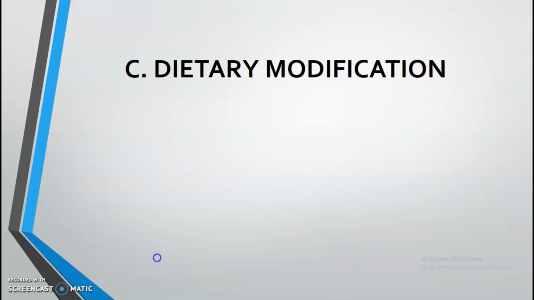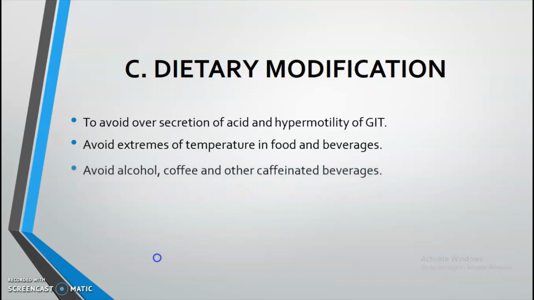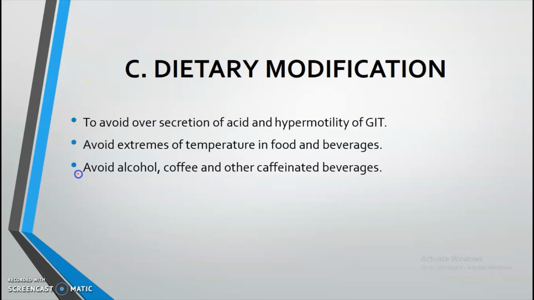Aside from that, dietary modification. What is the dietary modification for a patient with peptic ulcer disease? To avoid over-secretion of acid and hypermotility of the GIT, avoid extremes of temperature in foods and beverages. Avoid very hot and very cold. Avoid alcohol, coffee, and other caffeinated beverages because these substances are known to increase the secretion of hydrochloric acid or gastric contents.